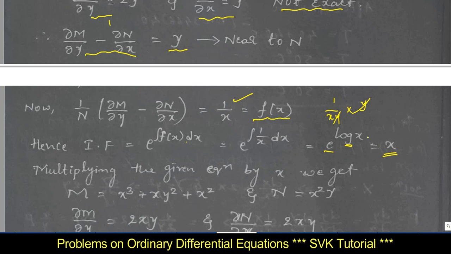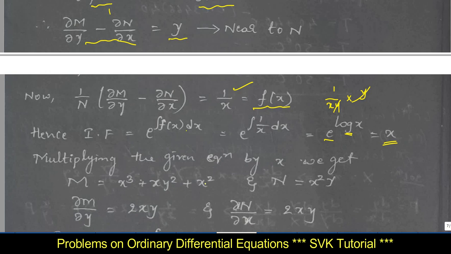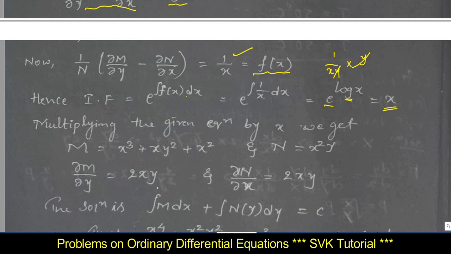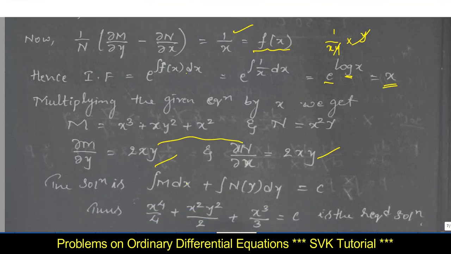Multiplying this integrating factor to the given differential equation, we get the M value as x cube plus x y square plus x square, and the N value as x square y. Now differentiating M partially with respect to y and N partially with respect to x, we get these two are equal. Therefore, we can have the solution in exact form, which is integral of M dx plus integral of N of y dy, which is equal to c.